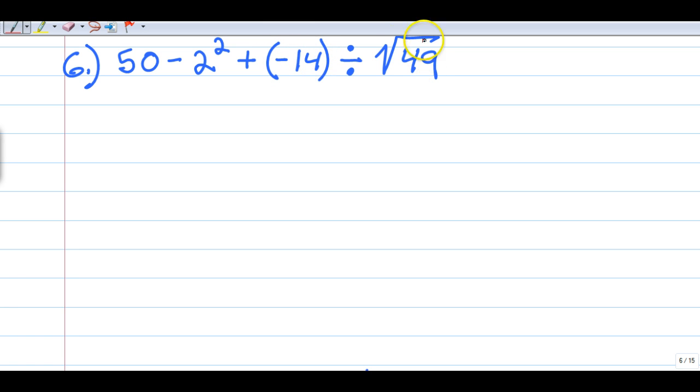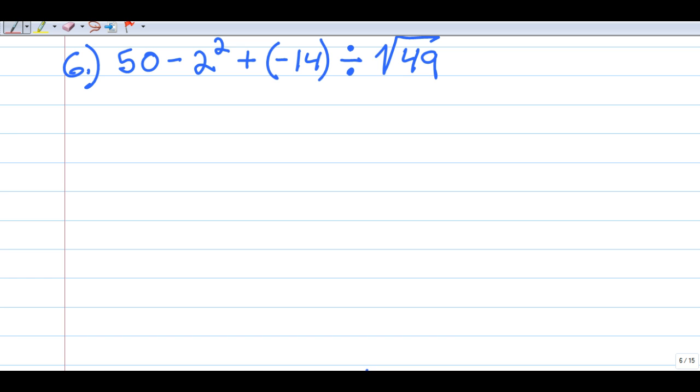So we'll move on. The next grouping symbol that we see is the radical sign with a 49 underneath. There's nothing mathematically to complete under the radical sign. So we'll leave that square root till step 2. Step 2, order of operations. Complete exponents and square roots left to right.